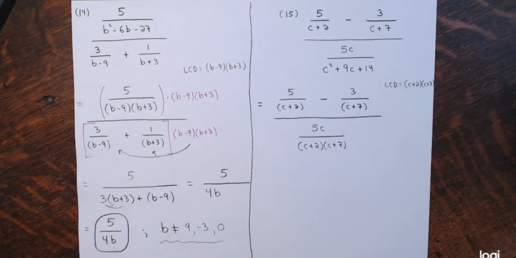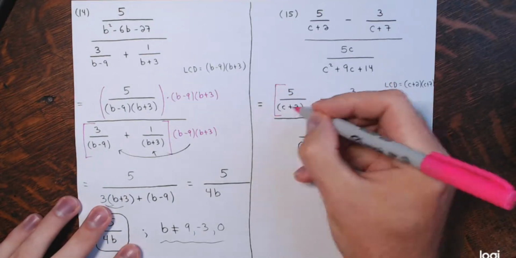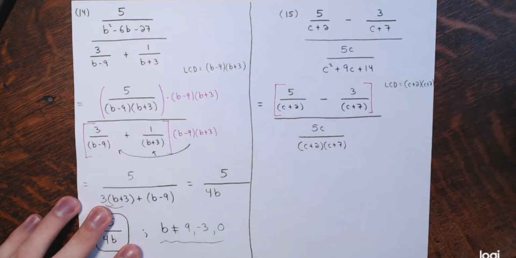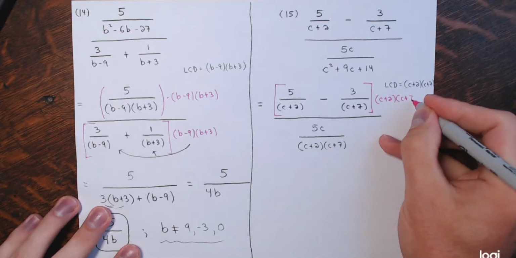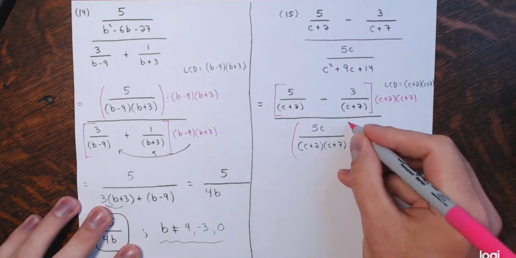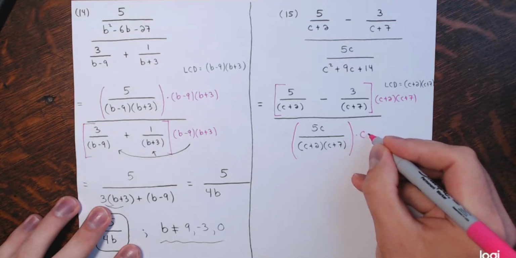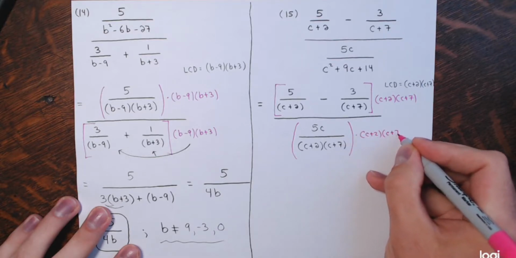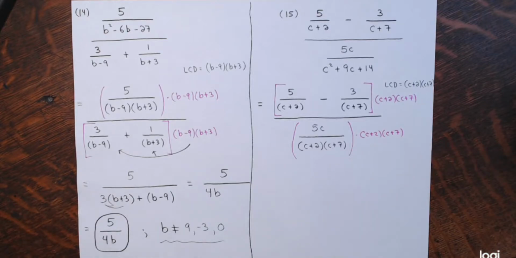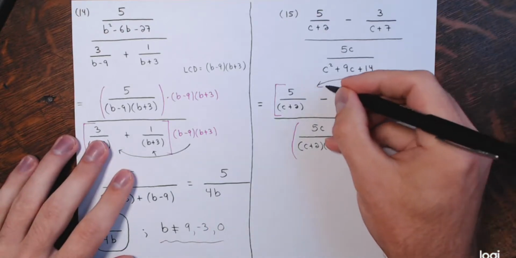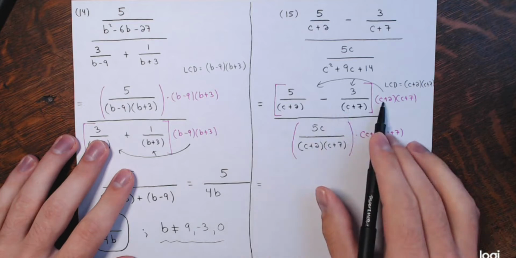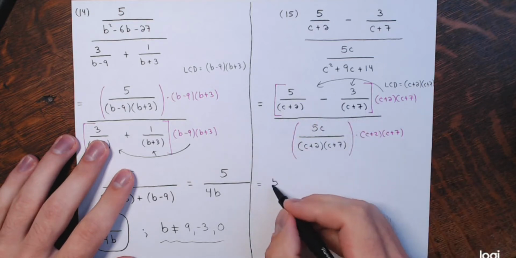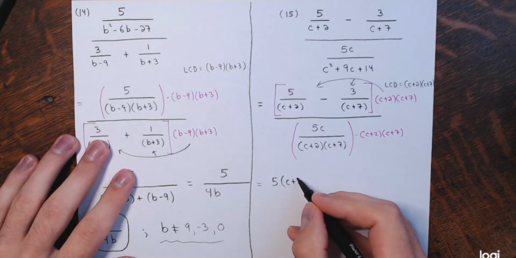And I'm going to now multiply the entire numerator, which has 2 terms, there are 2 fractions being subtracted here, by the LCD, the c plus 2 times c plus 7. And there's only the one fraction in the denominator that is being multiplied by the LCD, c plus 2 times c plus 7. Okay, so distributing the LCD to the 2 terms in the numerator gives me the following. First term, the c plus 2s would cancel. I'd have 5 times the quantity c plus 7.